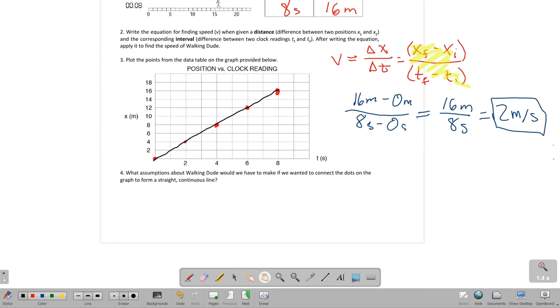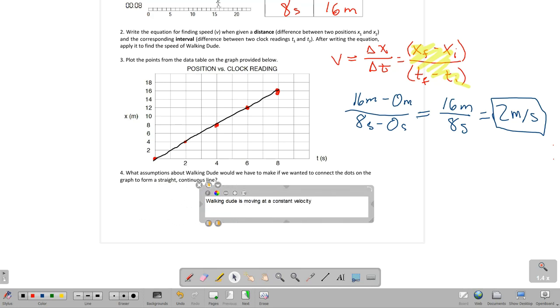Alright, so what assumptions about walking dude would we have to make if we wanted to connect the dots on the graph to form a straight continuous line, which I have already done? Well, the assumption that we need to make there is that walking dude is moving at a constant velocity.